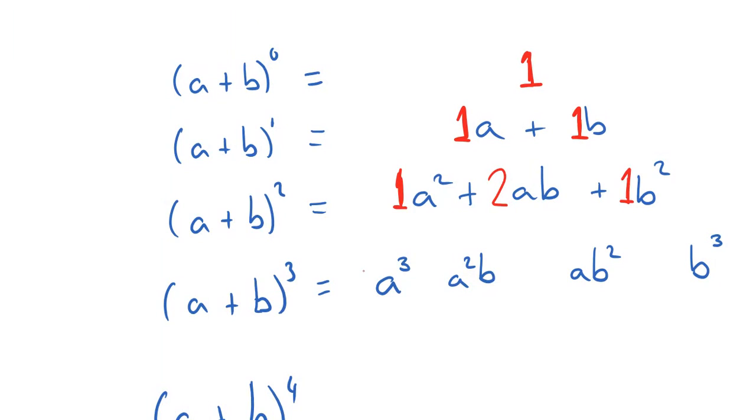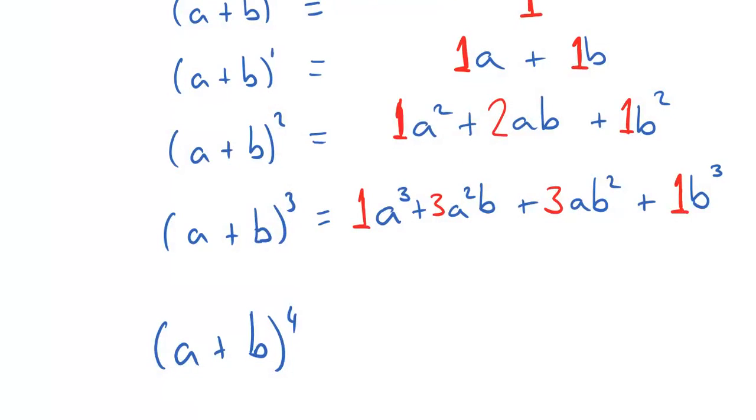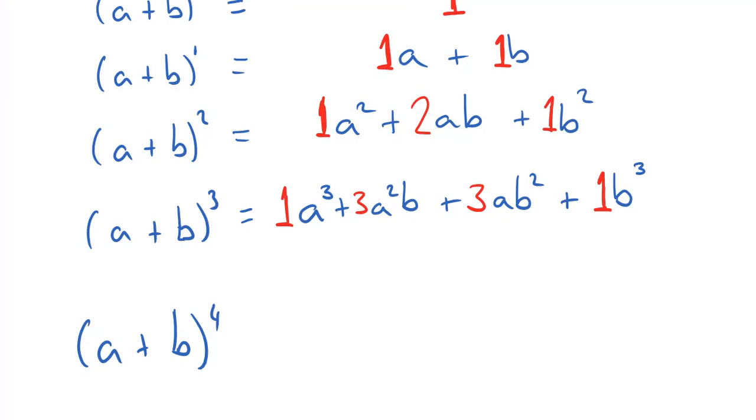And if you do this, you're going to have 1 a cubed. You are going to have 3 a squared b's. We are going to have 3 a b squareds, and we're going to have 1 b cubed. So if I was to expand this, that is what it would look like. Okay, hopefully you are seeing the pattern as it comes out of these expansions. Right, let's move on and do the next one.